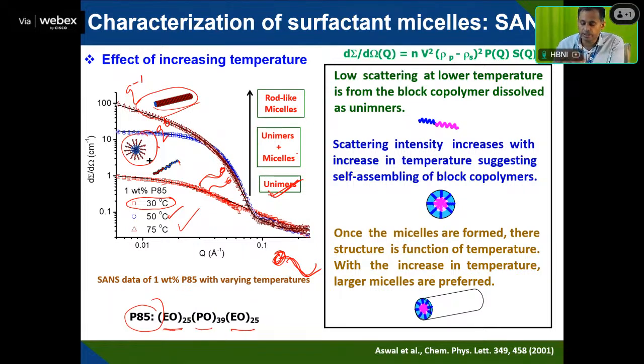But the scattering intensity increases with increasing temperature, so the scattering intensity goes to here. So here spherical micelles are forming. Once the micelles are formed, the structure changes as a function of temperature, which is further increasing. These micelles join and grow in a rod-like feature like here. So based on the temperature, this is how the transition occurs in micelles. That information, from simple small angle neutron scattering data, you can interpret just by fitting this.